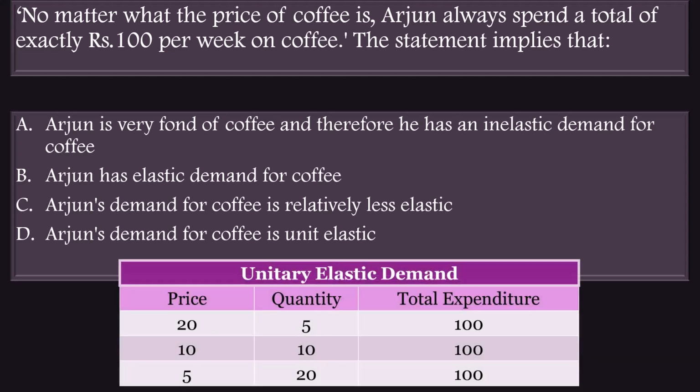Total outlay method of measuring the elasticity of demand says that when the total expenditure is not changing with the changes in price, elasticity is unitary. Option D, Arjun's demand for coffee is unit elastic, is the correct answer.